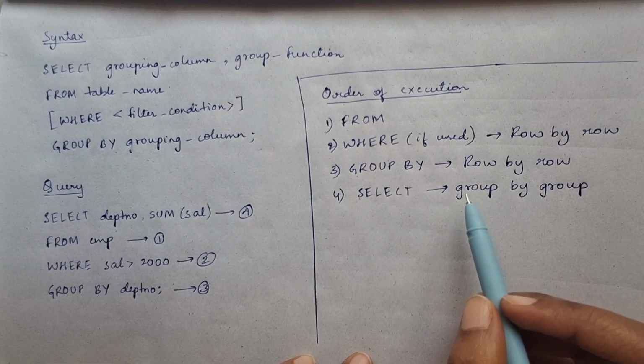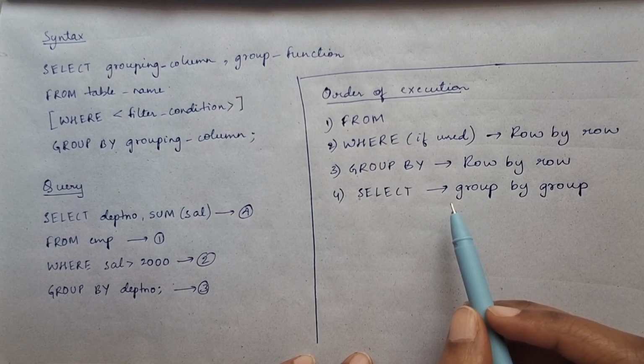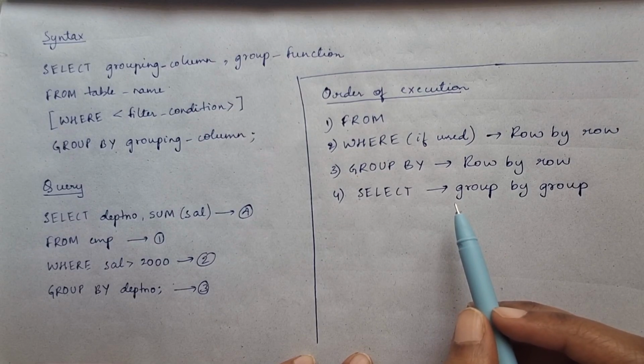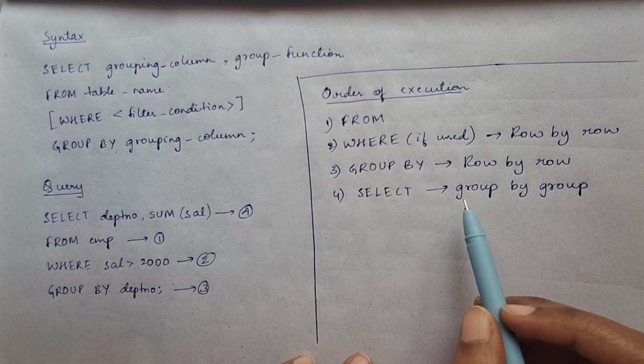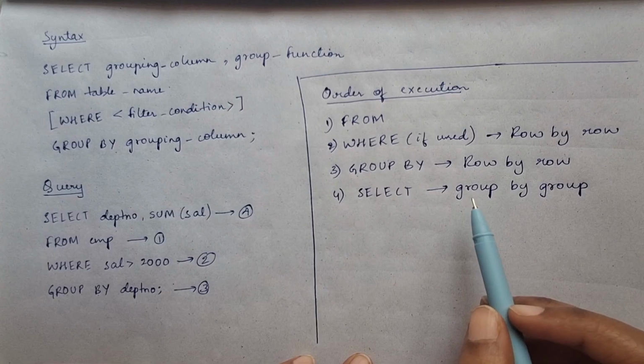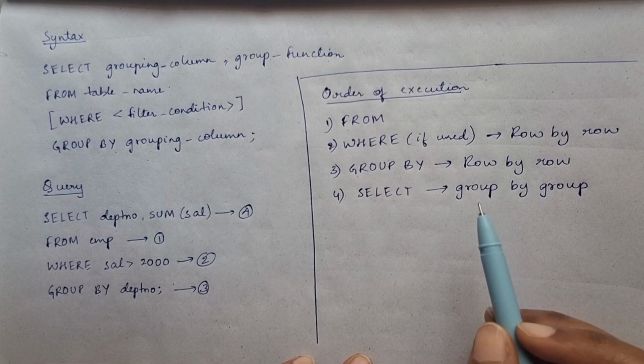In the next video, we will take the real table and we will write actual group by queries. I will show you department wise data, how rows are grouped, and how SQL executes the query step by step. We will also see how exactly certain columns are allowed in select clause and how aggregate function works on each department.